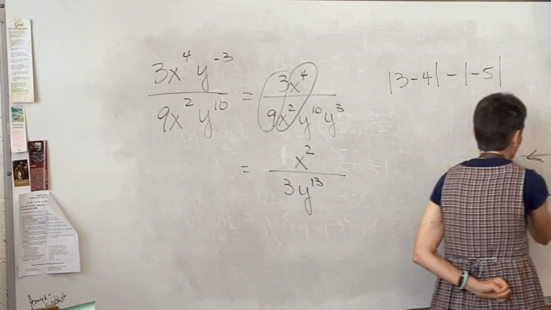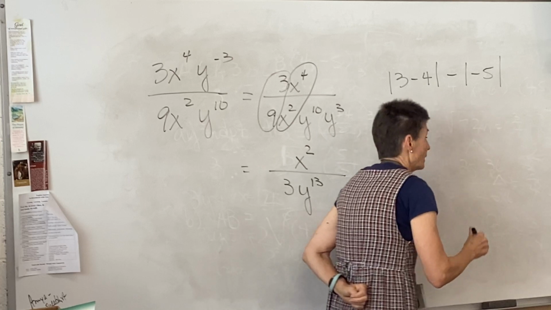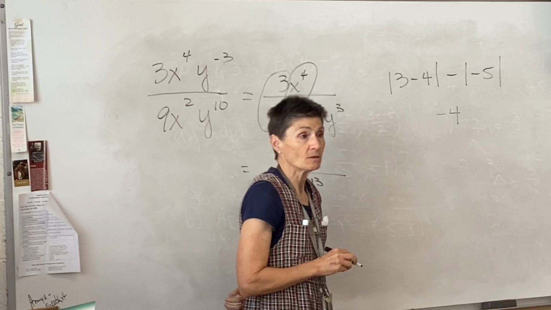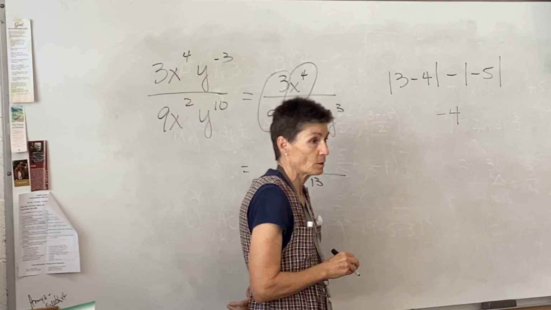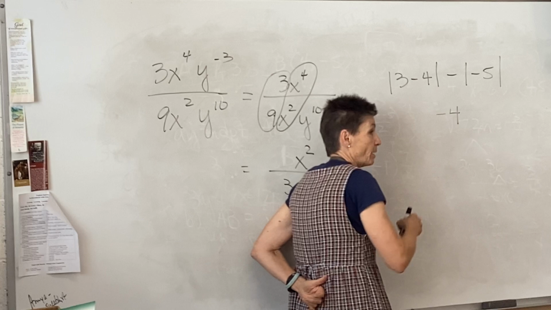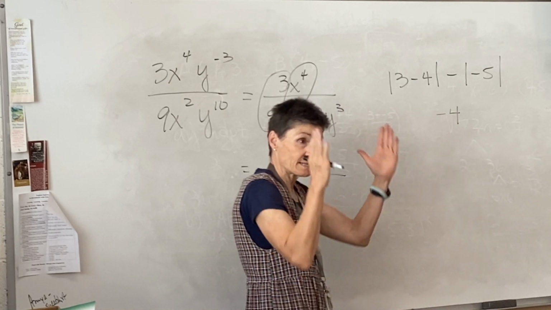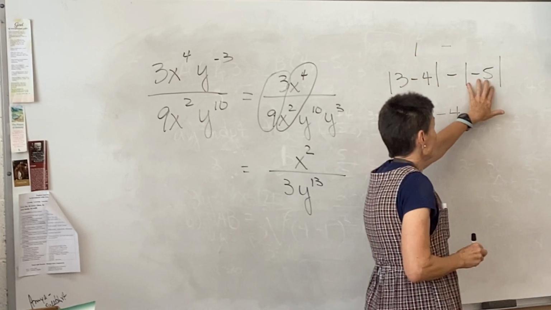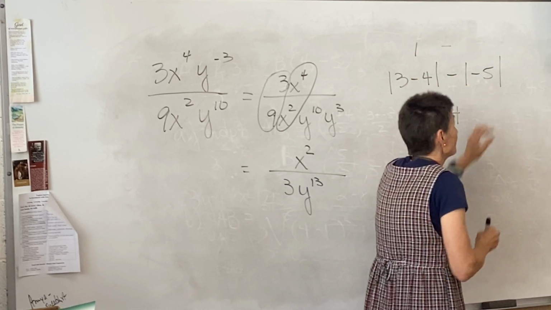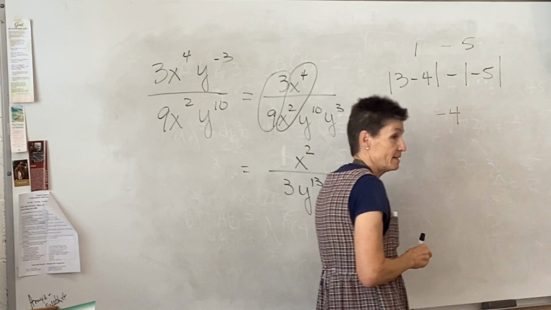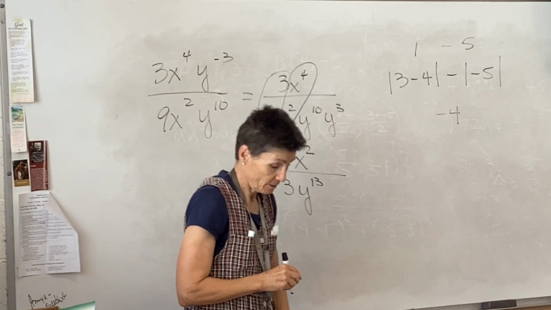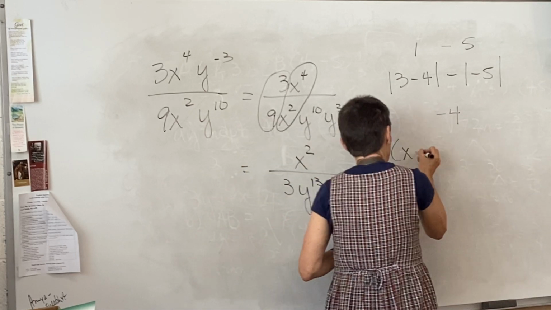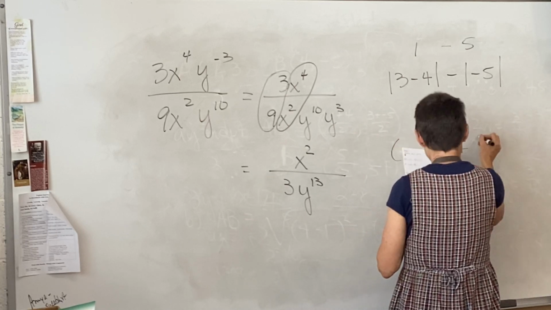Anybody have an answer yet you're willing to share? -4. I heard a -4. Did I hear 2 -4s? Do I hear anything else? We all think it's -4. 3 minus 4 is -1, but it's an absolute value, so it's 1. The absolute value of -5 is 5, and 1 minus 5 is -4. Very good. Last question. What is this the equation of?